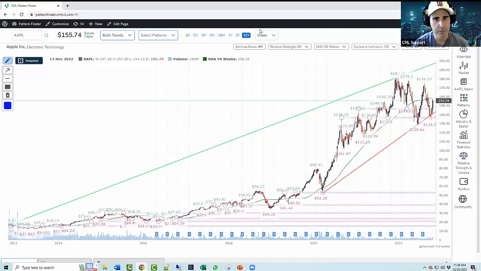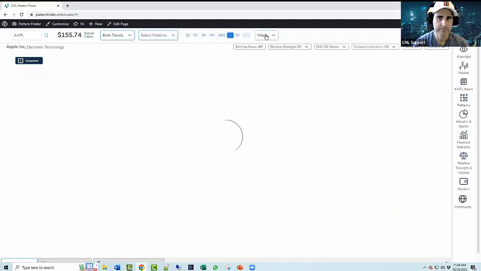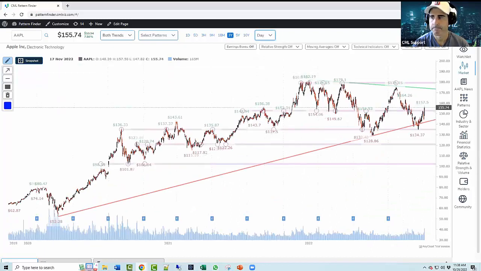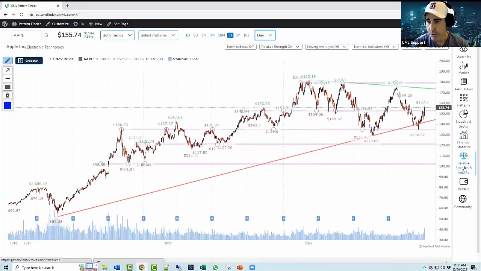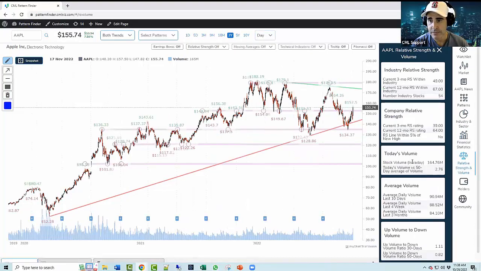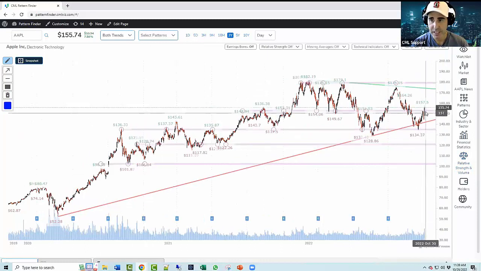Now, medium term, 3-year daily. We can see with the daily that the volume was really, really strong. In fact, if we go to relative strength and volume, we can see that the volume yesterday was almost 3 times the daily average volume of the last 50 days, which makes sense because it was an earnings result, right? So this was substantial volume. This big candle makes sense.